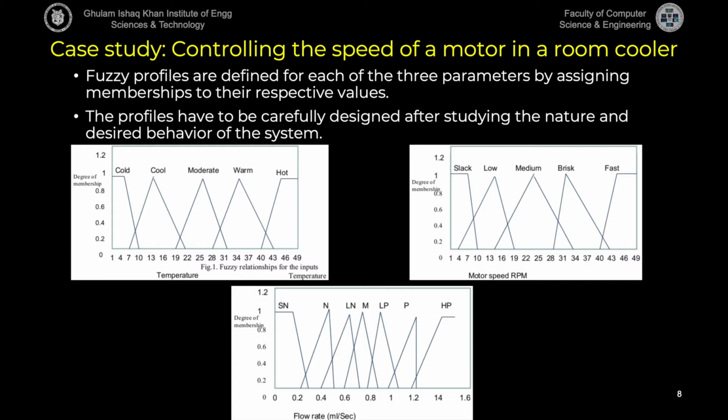Similarly, we need a fuzzy profile for motor speed in revolutions per minute, as well as for flow rate in milliliters per second. And we can see that we have defined all our fuzzy terms in terms of membership functions. And these membership functions are very important. This is basically the content of the knowledge base and the database, which will be used for constructing rules, as well as for determining the flow rate.